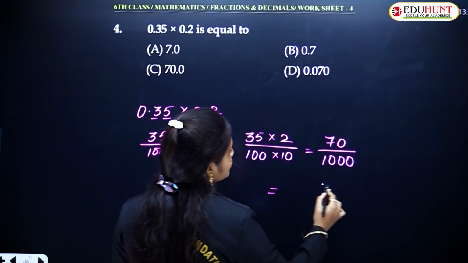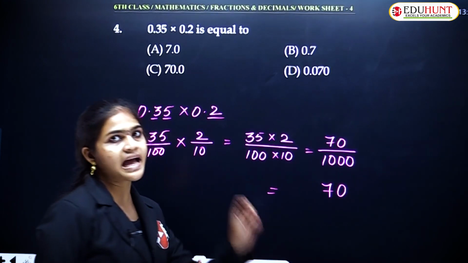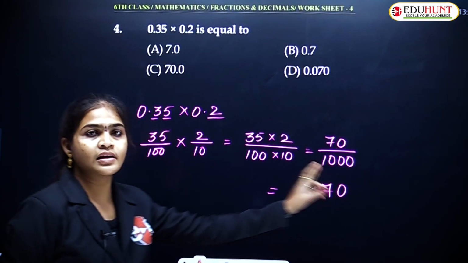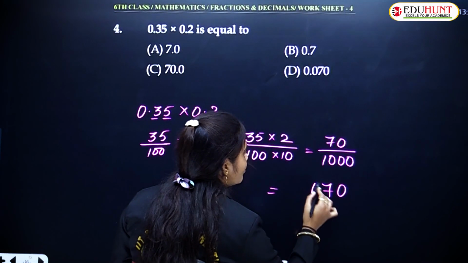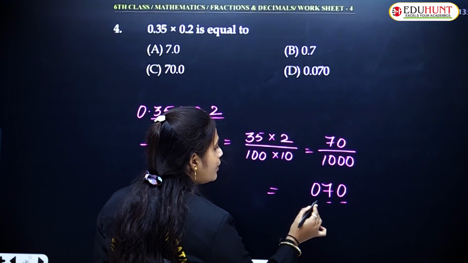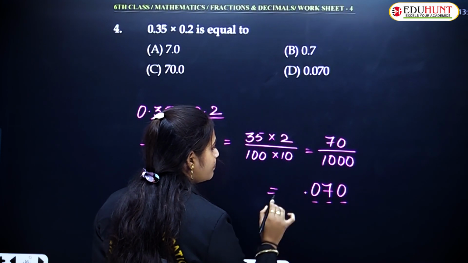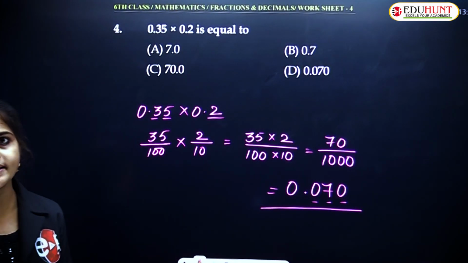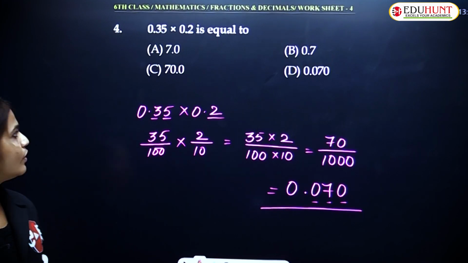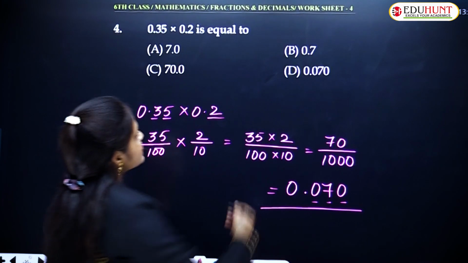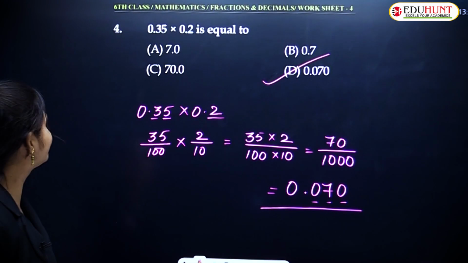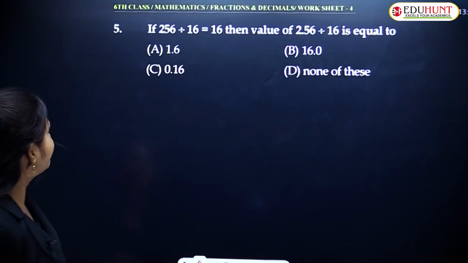So we can write this as 70. 70 has only 2 digits, no? But here we have 3 zeros. That's why you have to keep one more 0 here. Now you have to keep 3 digits before the point. Now the answer is 0.070. Option D is correct here. Understand? Yes. Next, fifth one.